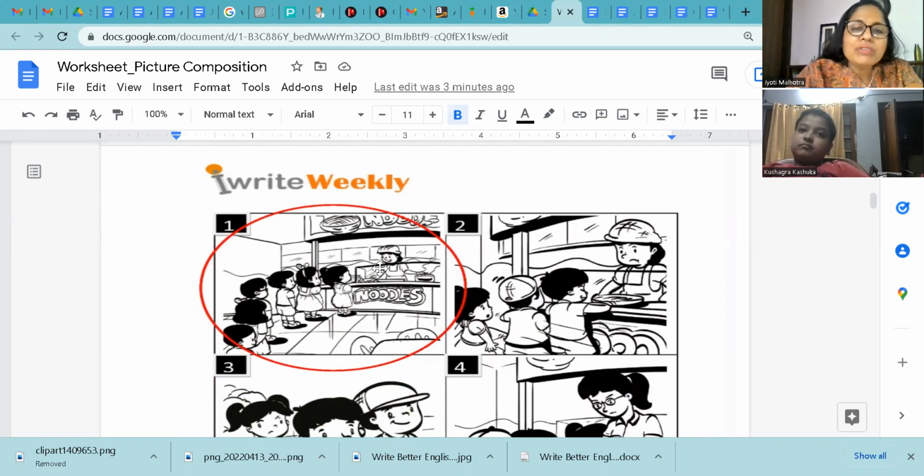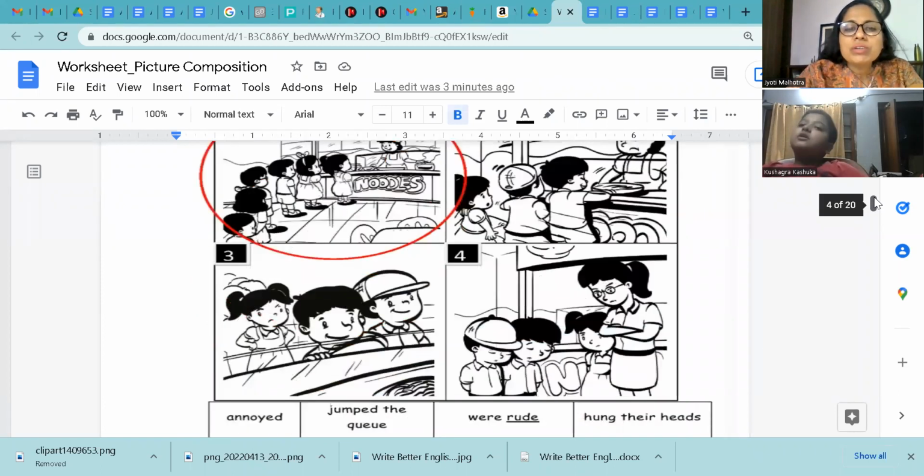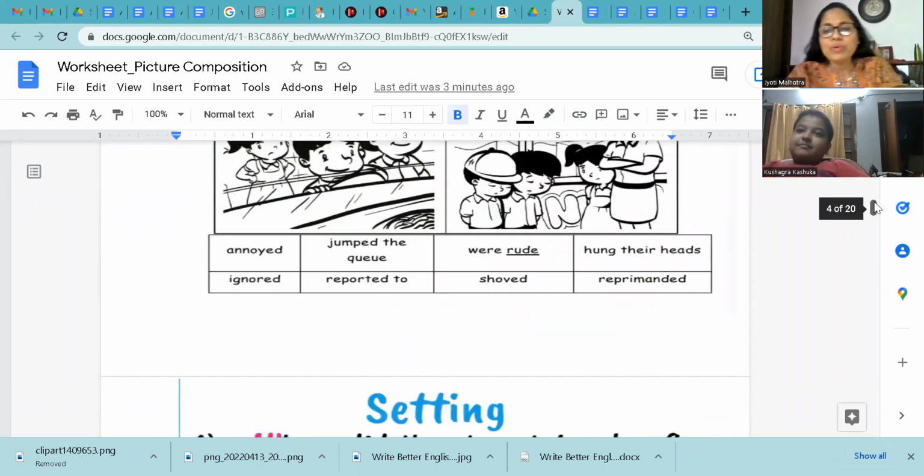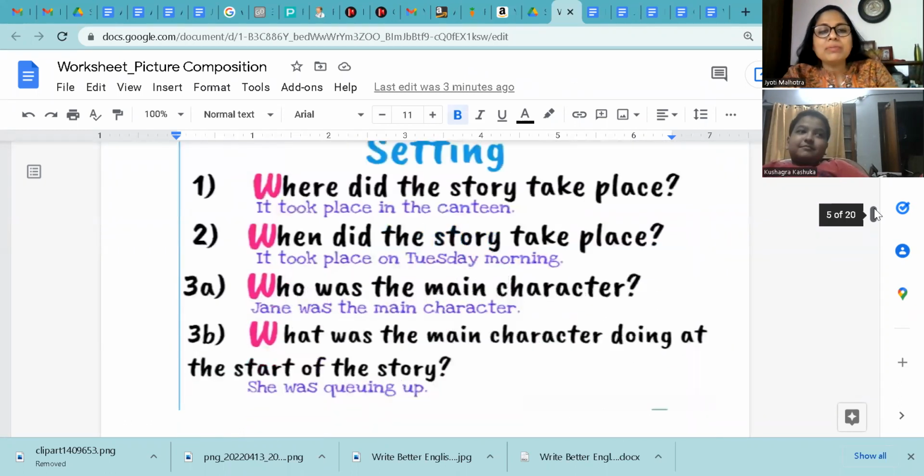Let's have a look at picture number 2. Okay, let's look at 1 first. Why do you think she is queuing up? What does she want to do? She wants to eat noodles. She wants to buy noodles first. Yes, that's why she is queuing up. Of course she wants to eat them, but before eating, she has to buy them.